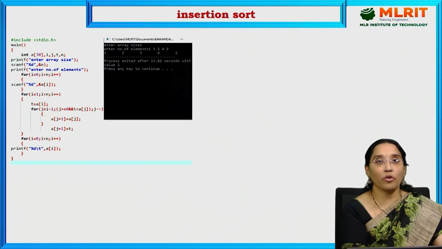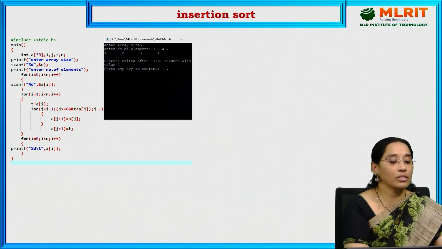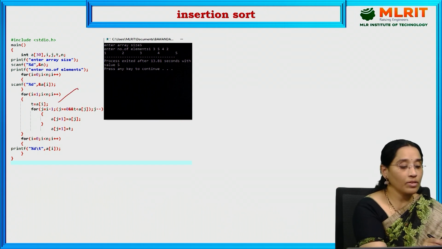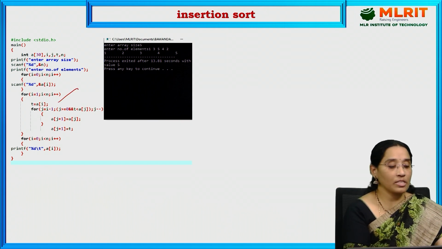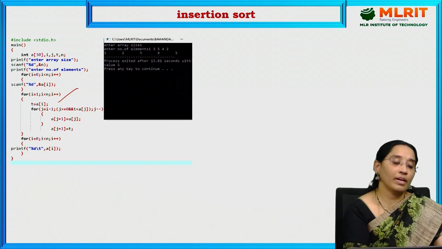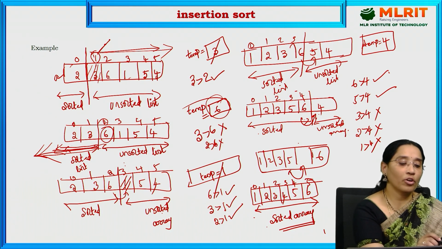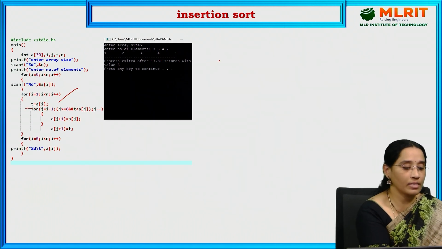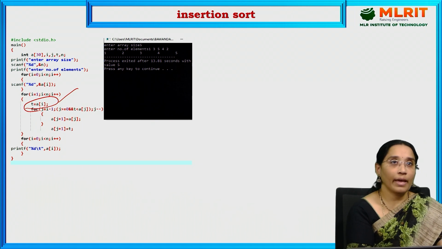i is for the number of iterations and j is for the comparisons and swapping. So for i equals 1, i less than n, i plus plus. What have we done after this step? Immediately we have placed the element at index 1 in the temp value. That's this line: t equals A of i.